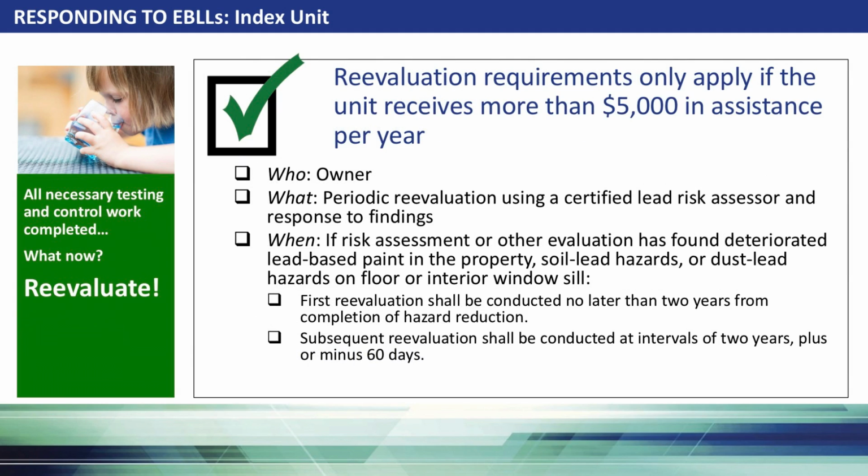Reevaluations are completed by a certified lead risk assessor and cover deteriorated paint surfaces, unless they are known not to be lead-based paint, deteriorated or failed interim controls of lead-based paint hazards or encapsulation or enclosure treatments, dust lead hazards, and soil lead hazards in newly bare soil. The first reevaluation must be conducted within 2 years of completion of hazard reduction activities. Subsequent reevaluations must be conducted at intervals of 2 years plus or minus 60 days. These reevaluation requirements end after 2 consecutive reevaluations without finding lead-based paint hazards or failure of an encapsulation or enclosure.